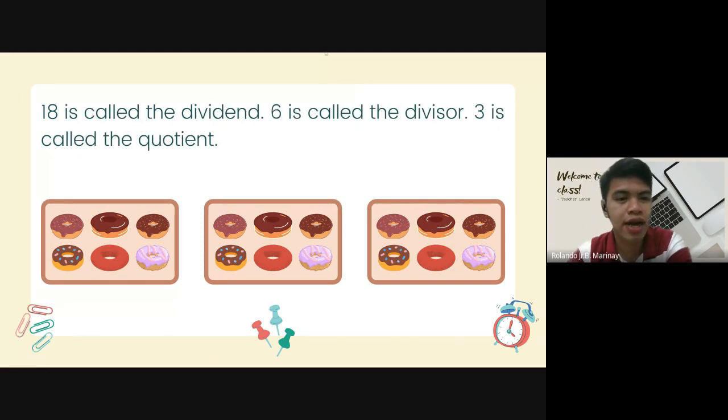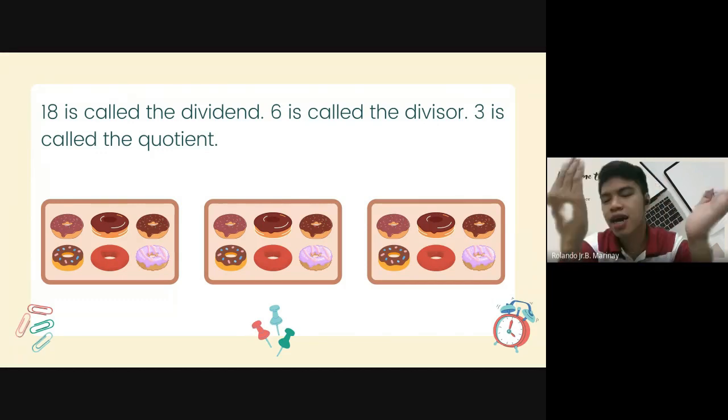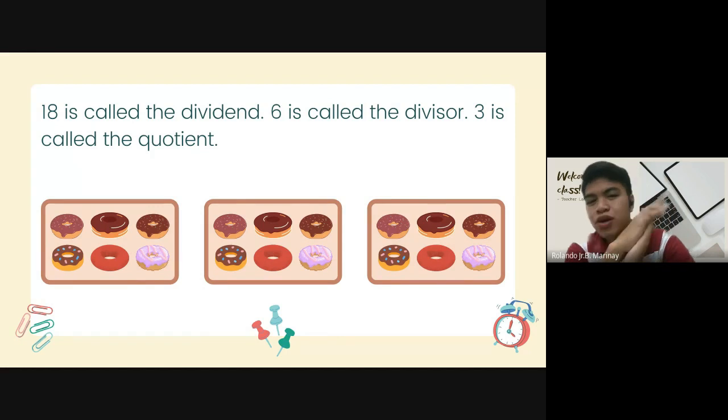Okay, 18 is called the dividend. The first number that we write in a division problem is called the dividend. It is usually the bigger number, especially now that you're still in grade school. And the 6, the smaller number, is called the divisor. It's the number of groups that we're going to make.